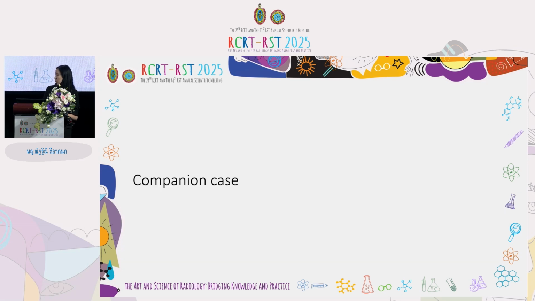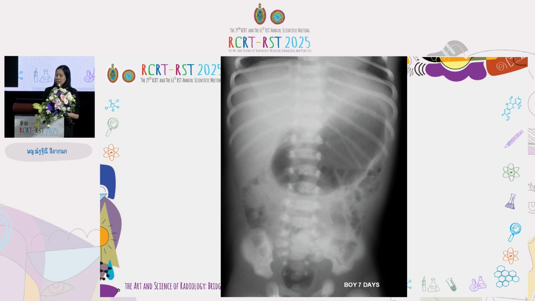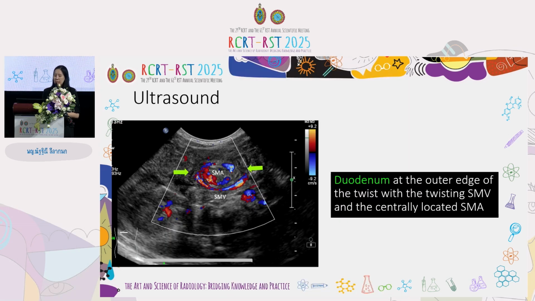So I have a companion case. This case is a 7-day-old boy who is also presenting with acute bilious vomiting. The plain radiograph shows an air-filled gastric bubble with decreased distal bowel gas. In this case, we decided not to proceed with an upper GI study, but instead chose to perform an ultrasound. On ultrasound, you will see the duodenum at the outer edge of the twist here, with the twisting of the SMV around the center of the SMA. So this was diagnosed as midgut volvulus.